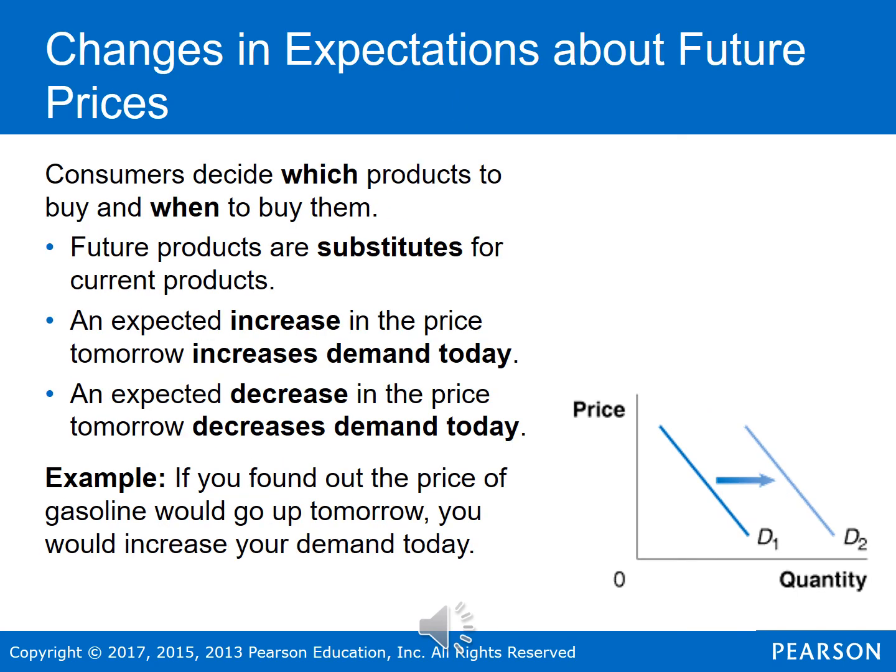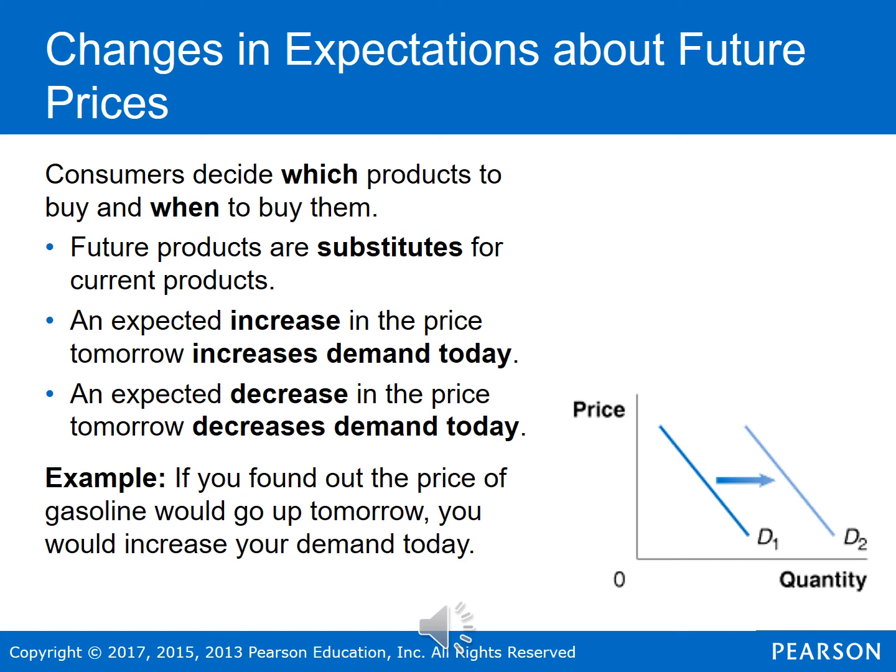Now the final variable we're going to look at is changes in expectations about future prices. Obviously consumers decide which products to buy, but also we decide when to buy them. If you think about it, future products can be a substitute for current products. So if there's an expected increase in prices tomorrow, that'll increase the demand today. And if we expect a decrease in prices tomorrow, that'll decrease the demand today.